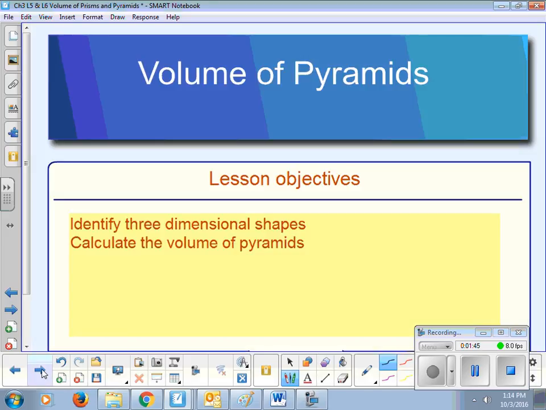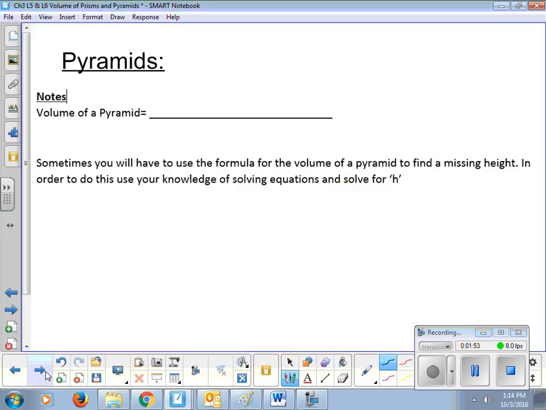Okay, today's lesson is on volume of pyramids. Our targets for today: students will be able to identify three-dimensional shapes and calculate the volume of pyramids. So, for volume of pyramids, every single pyramid has the volume formula V equals 1/3 times the area of the base times the height.